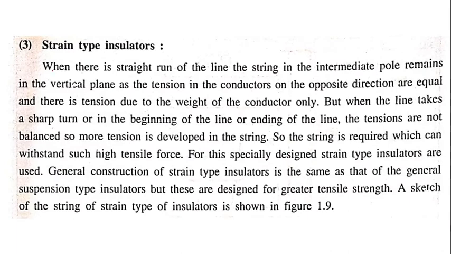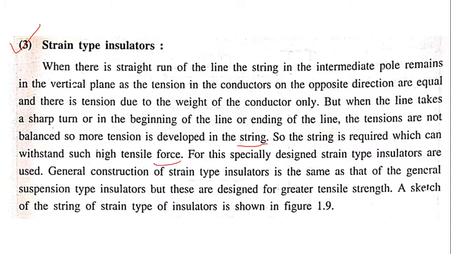Next we are going to see the strain type insulator. When there is a straight run of the line, the string at an intermediate pole remains in the vertical plane, as the tensions of the conductor in the opposite directions are equal, and there is tension due to the weight of the conductor only. But when the line takes a sharp turn, or at the beginning or the ending of the line, the tensions are not balanced, so more tension is developed on the string. So a string is required which can withstand such high tensile force.